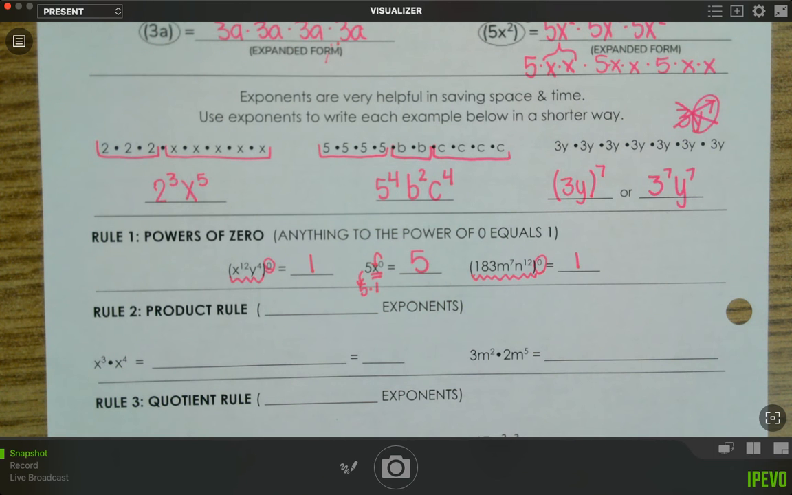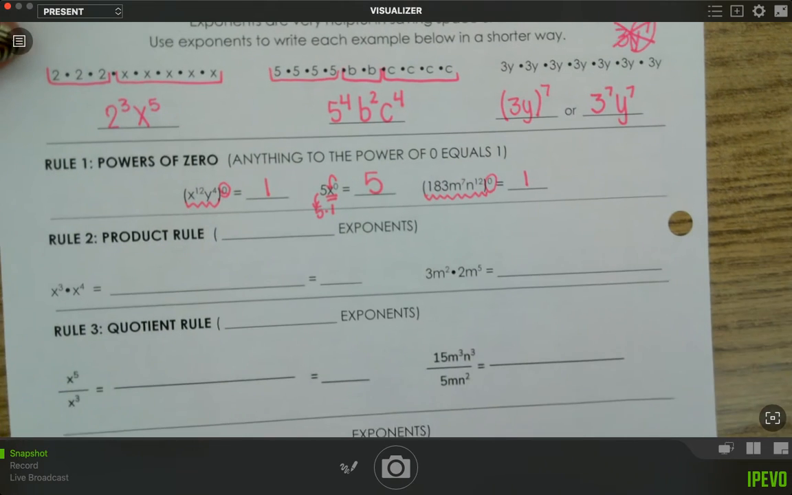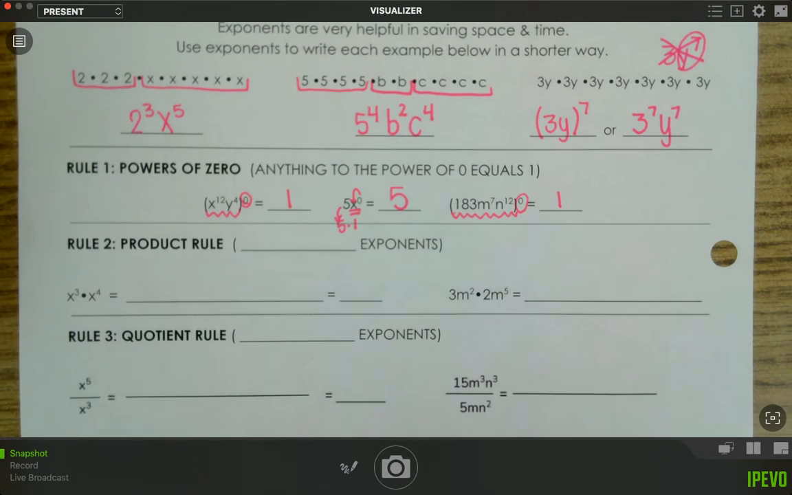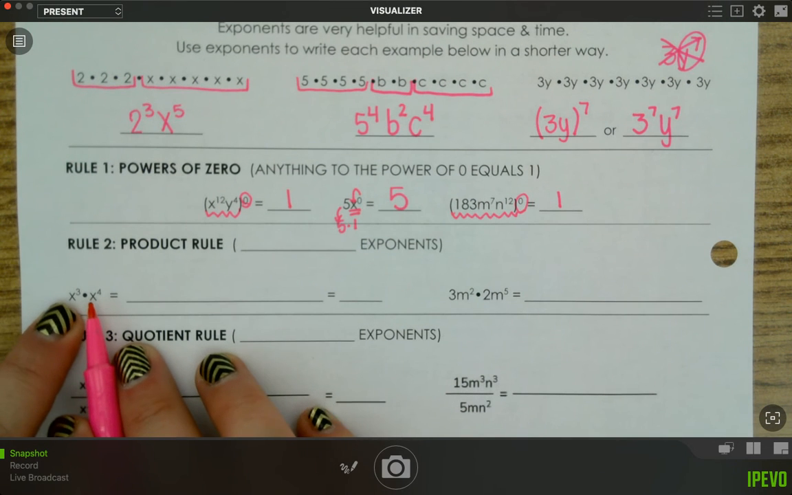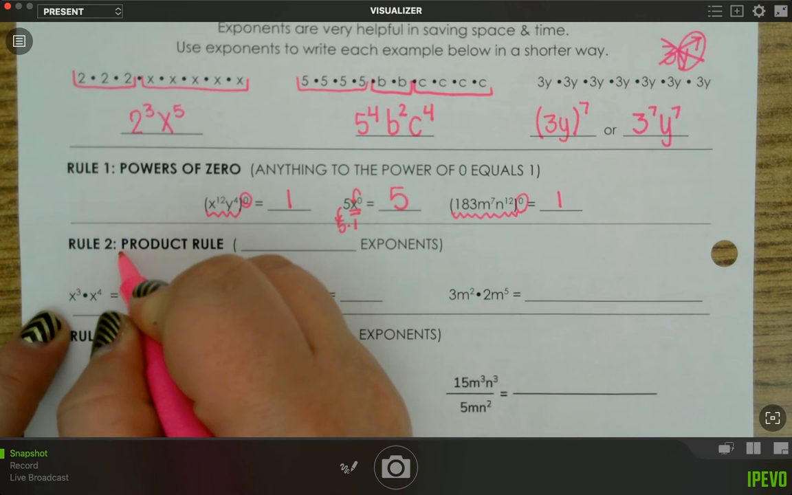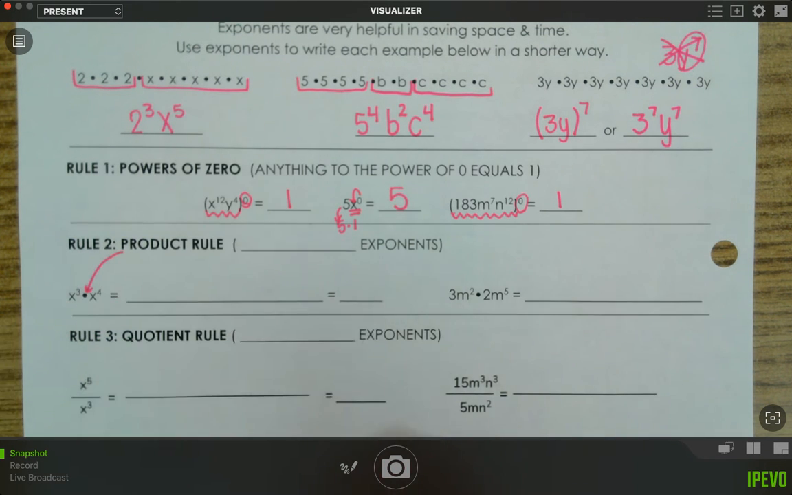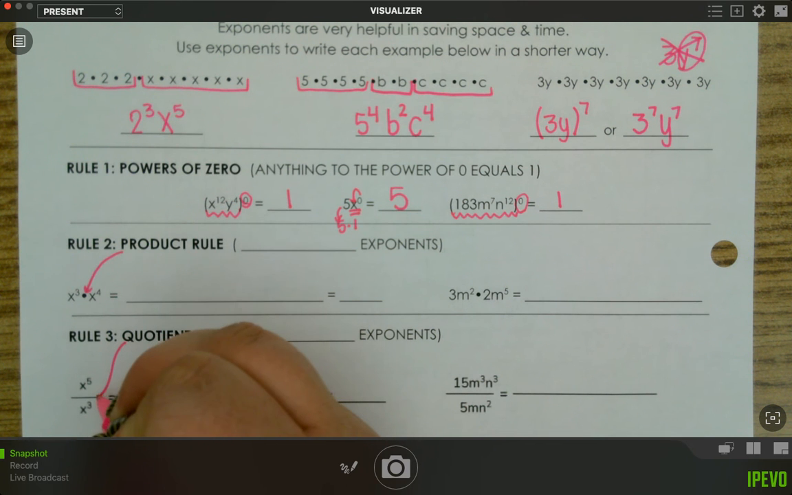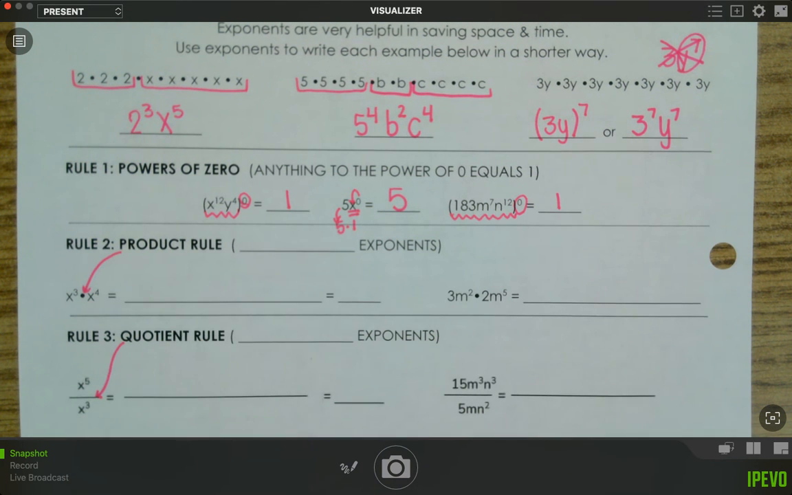All right, now let's talk about something called the product rule. So the product rule is when you have two variables being multiplied together. The product is that multiplication right there. The next rule is going to be quotient. Quotient means division, so you have to have a fraction like that.